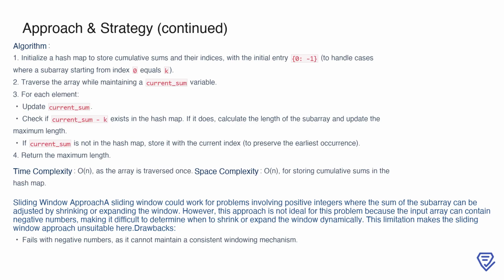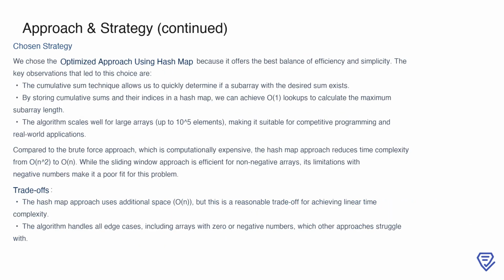While other methods, like the sliding window approach, might work well for non-negative numbers, they fail to handle the presence of negative numbers in this problem, making this optimized hash map approach the better choice. The chosen strategy for solving this problem is the optimized approach using a hash map. This decision is based on its ability to balance efficiency and simplicity.